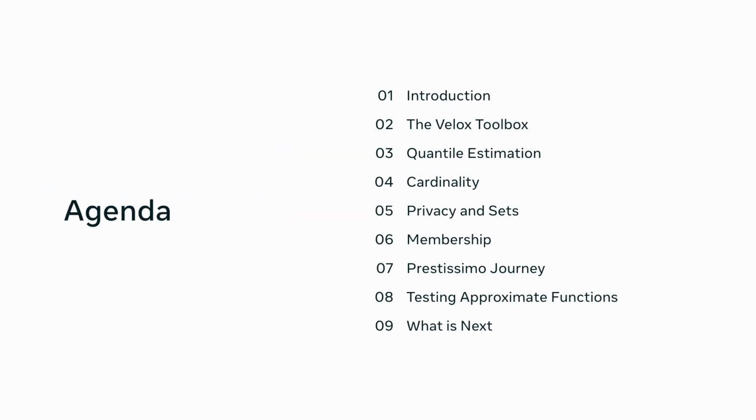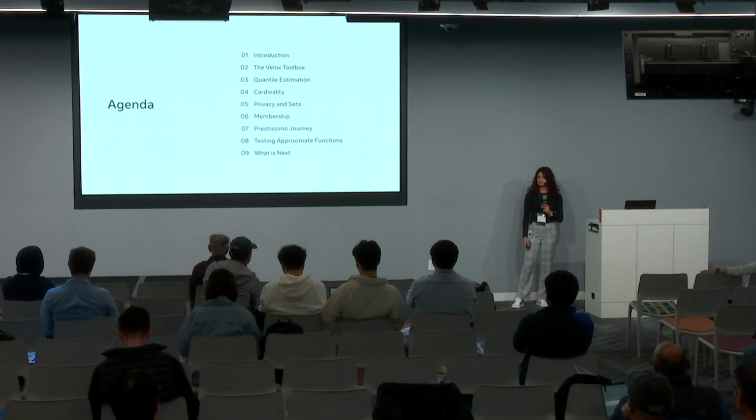For today's agenda, we're going to start with a quick introduction into what these are and the kind of problems that they solve. Then I'm going to go into the different probabilistic structures we have in Velox, the ones that existed versus all of the new ones that we added to complete the Prestissimo migration. I know Amit covered the Prestissimo journey, so I'll quickly go into what it looked like for these structures and how to test functions that do not return the same results every time.